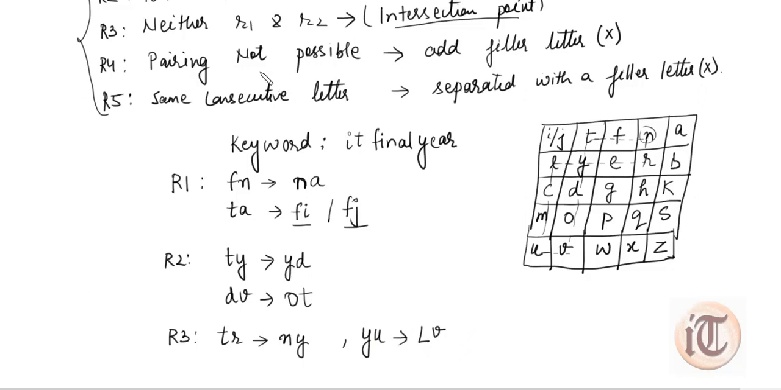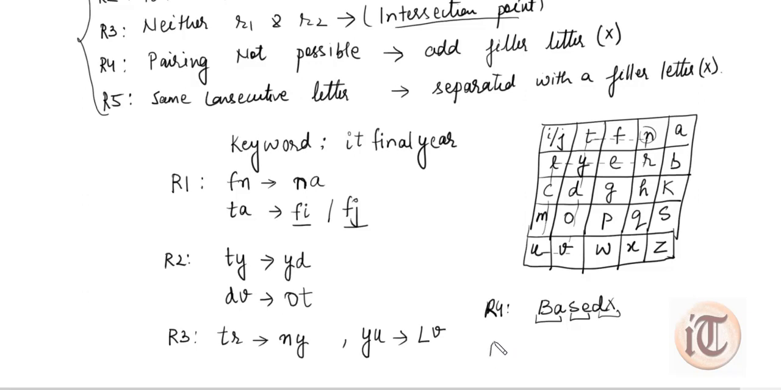Now rule 4 says when pairing is not possible, because as we know, in the Playfair cipher, we always take two letters at a time. So suppose we have a plain text in which pairing is not possible, then for pairing we add a filler letter that is called X. Suppose we take an example for R4. Suppose the plain text is BASED. So first we take 2 letters at a time. So for the last pair, one letter will be missing. So to take it as a pair, we add a filler letter that is called X. So X is always considered a filler letter. So this is rule 4.